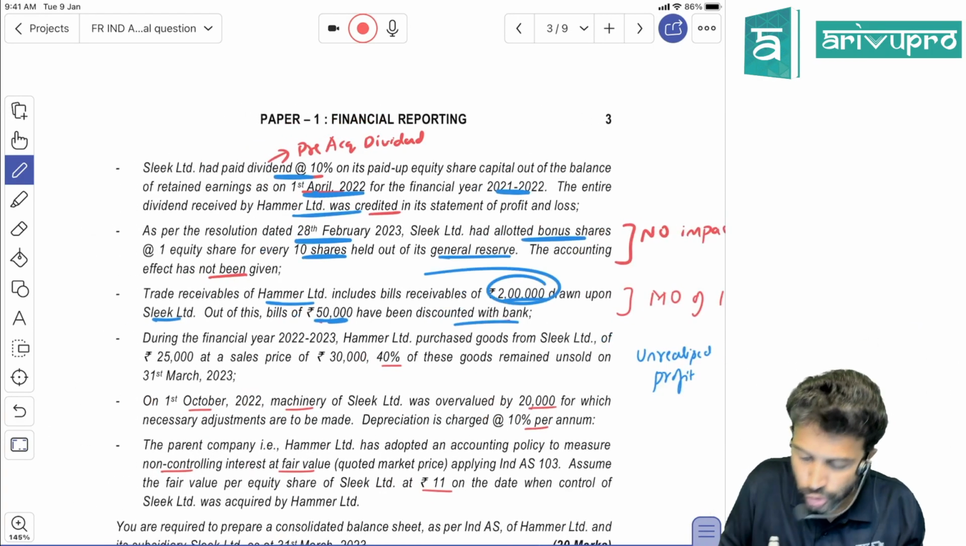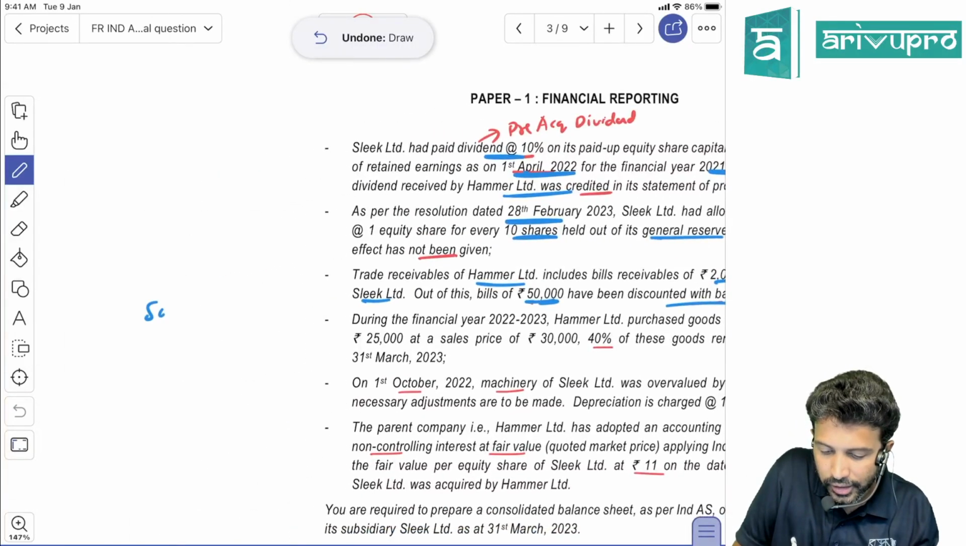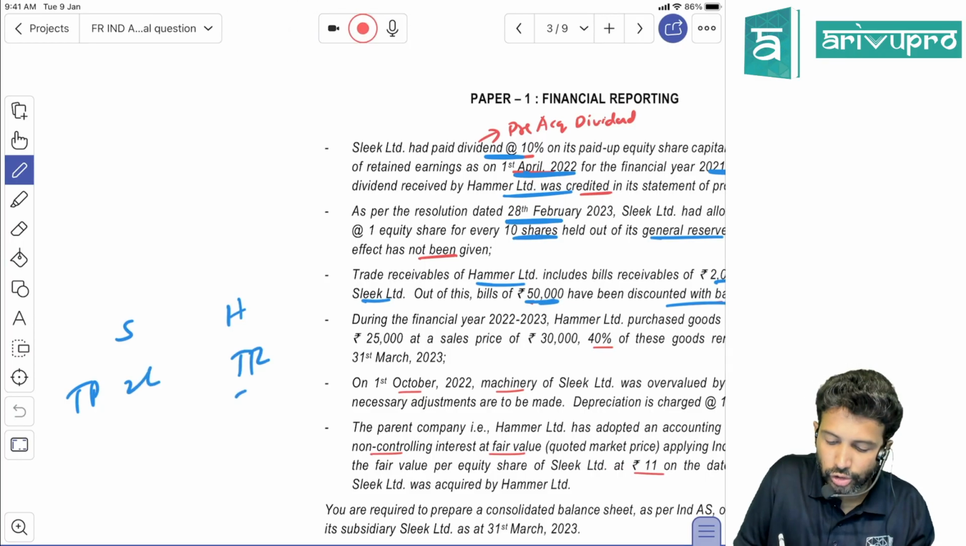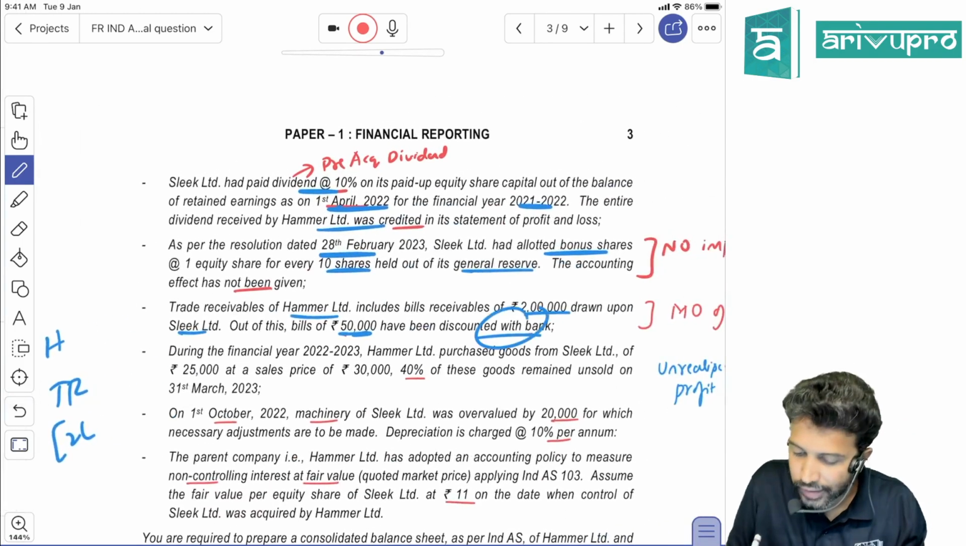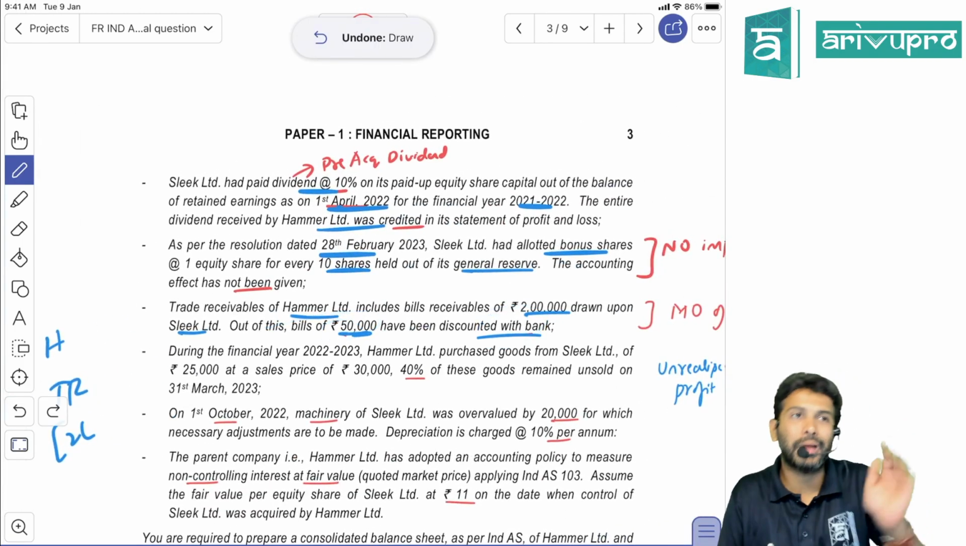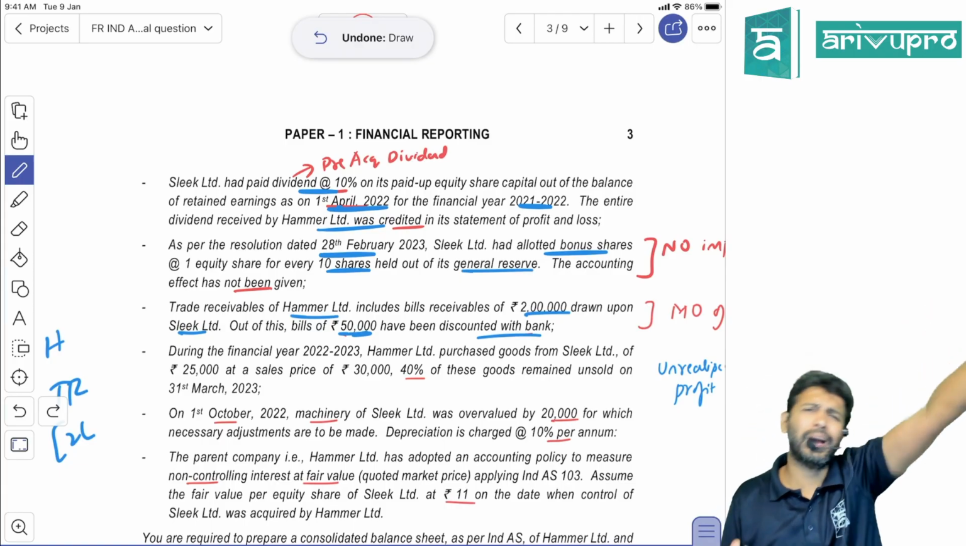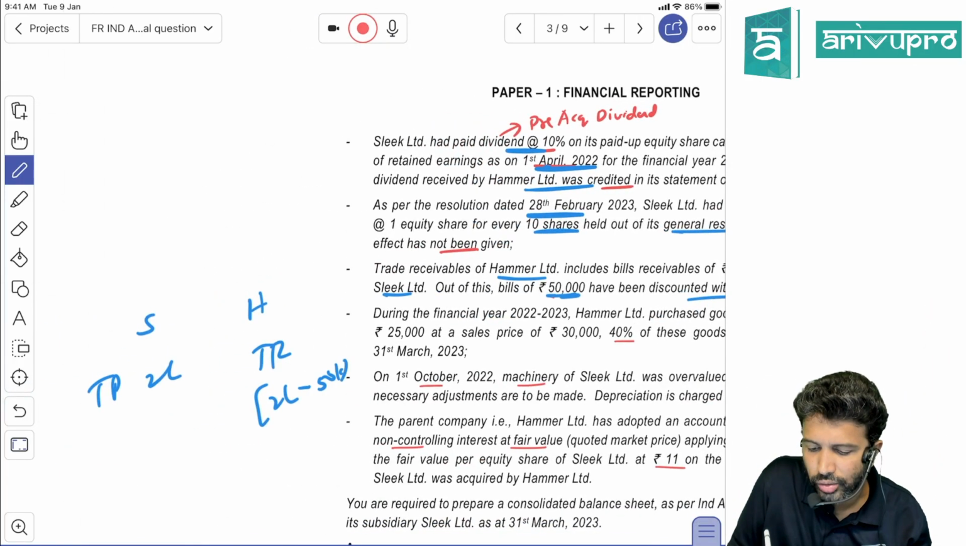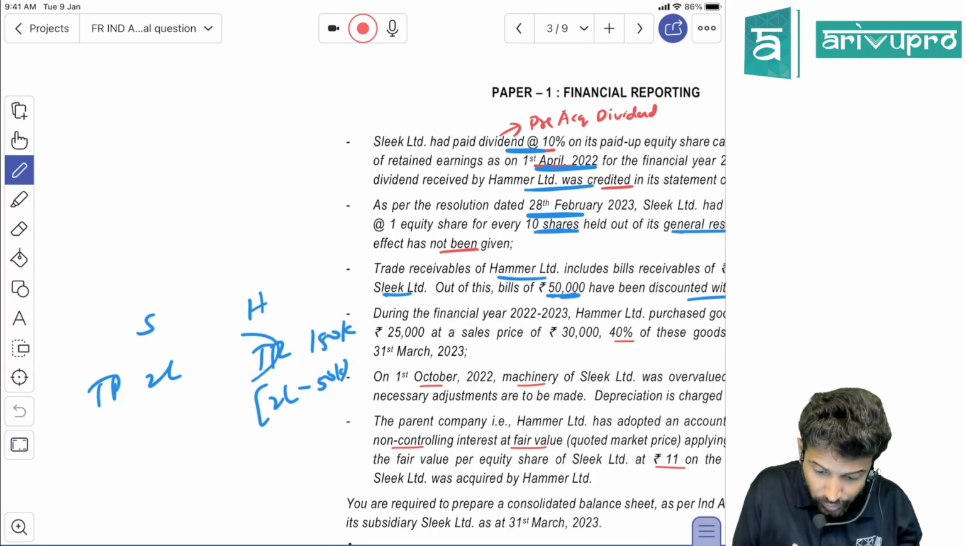Here, the subsidiary company, Sleek Limited, is showing trade payable at 2 lakh rupees. But for the parent company Hammer, the trade receivable is not 2 lakh. Why? Out of this 2 lakh, a 50,000 bill was endorsed with the bank. Endorsement means they gave the bill to the bank and collected the money. That means the trade receivable for H Limited is not 2 lakh, it is only 1,50,000.